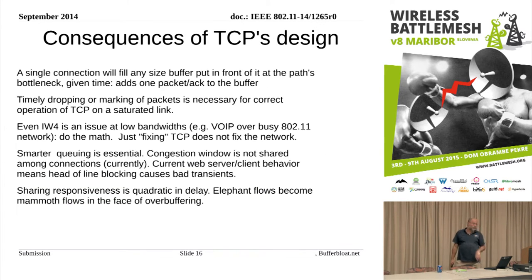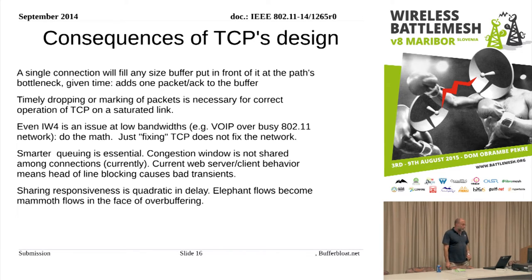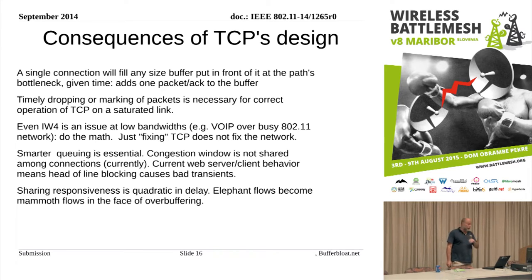So a single connection will fill any size buffer in front of the bottleneck, and given time, adds one packet per ACK to the buffer. Timely dropping or marking of packets is utterly necessary for the correct operation of the internet. Zero packet loss is not a goal. There's one exception to that, which I'll mention, called ECN. But the goal in life is to respond quickly to packet loss and to have the rate change.